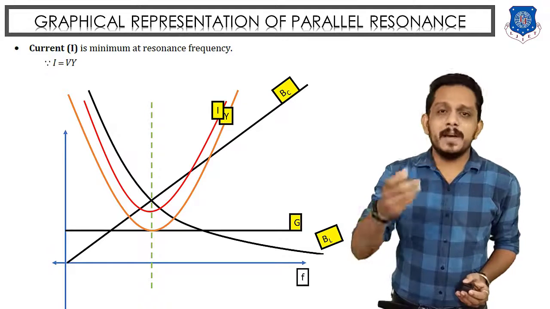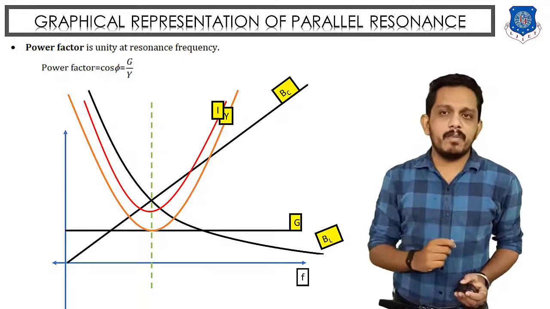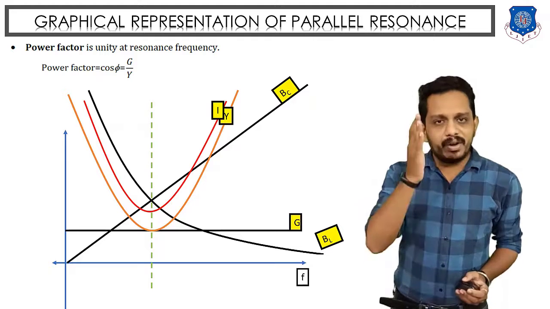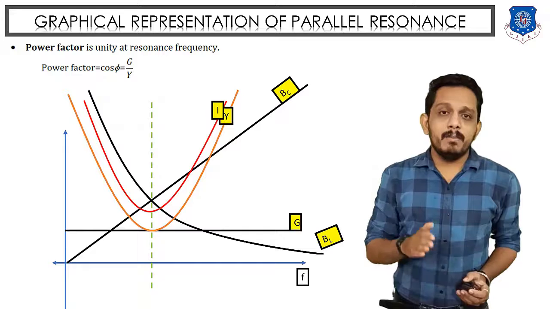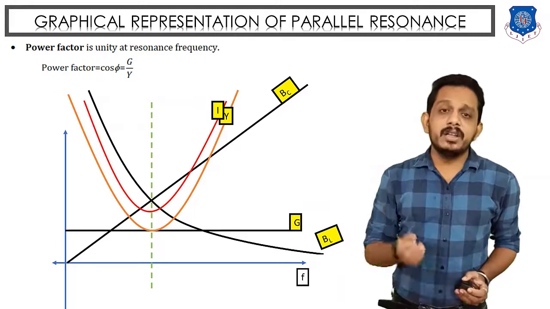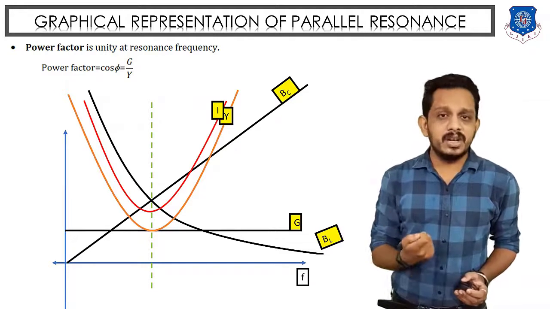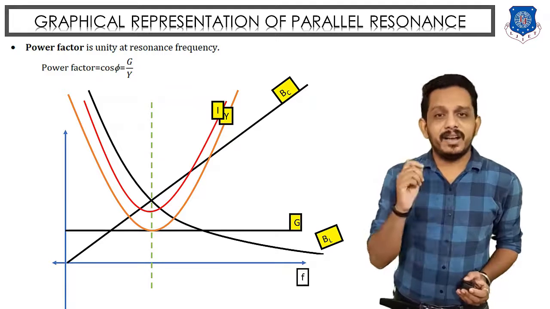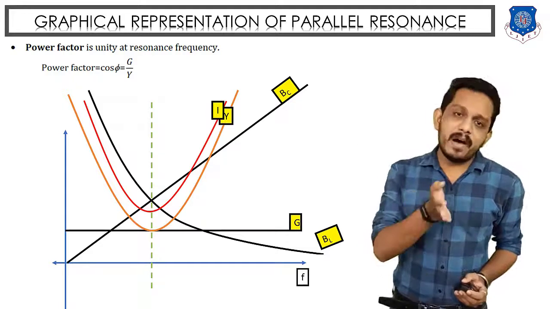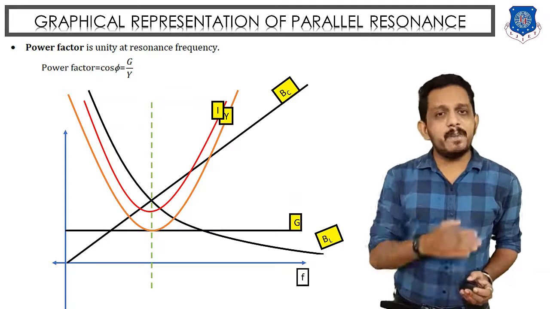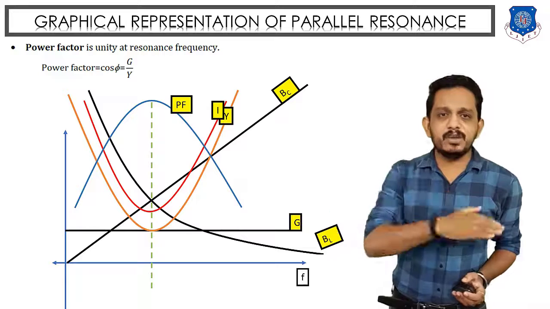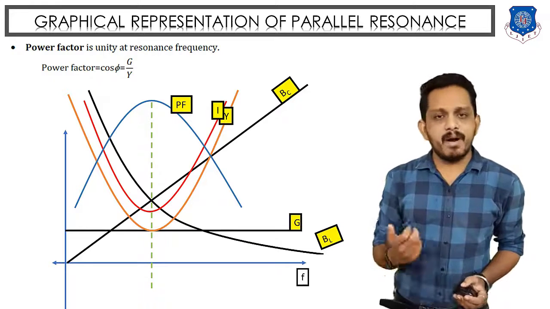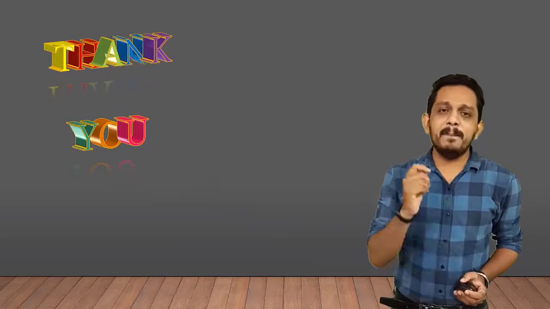You can say that impedance is maximum. Now if we talk about the power factor, at resonance condition the power factor will be 1, or unity. Before this resonance frequency, the inductive part was major, so we can say that the power factor will be lagging. After resonance frequency, the capacitive part is more, so the power factor is leading. In this way you can draw the graph of power factor also. So this was all about the resonance condition in a parallel circuit.